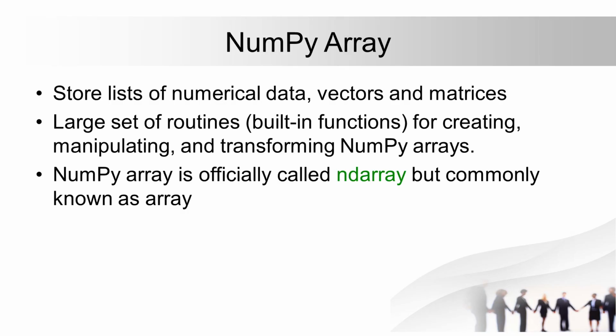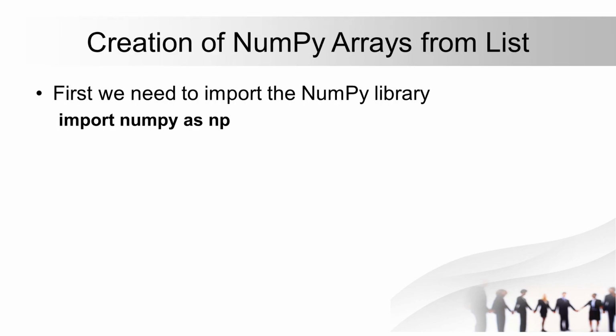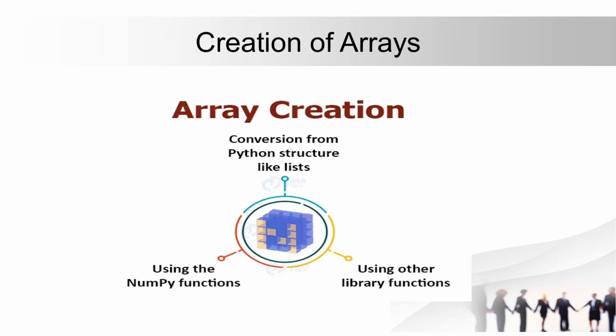What is the use of a NumPy array? It is used for storing numerical data, which could be vectors or matrices, with a large number of inbuilt functions. NumPy array is officially called ndarray, or array. So how to use the command? Import numpy as np. You can create an array either from a list, using a NumPy function, or you can go in for library functions.